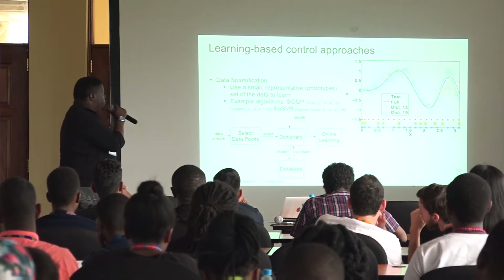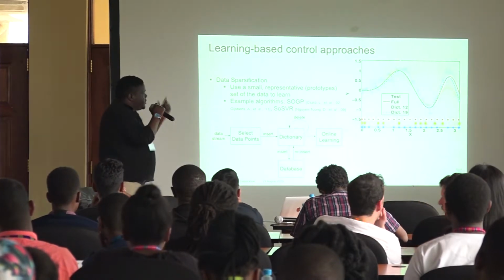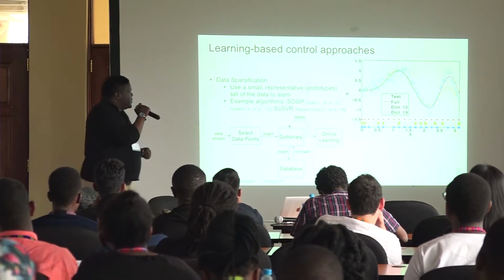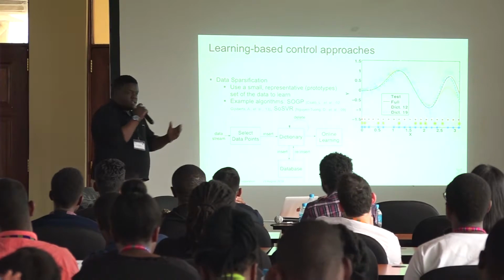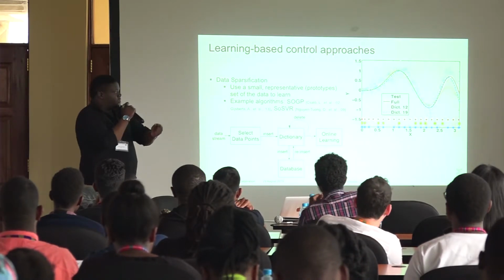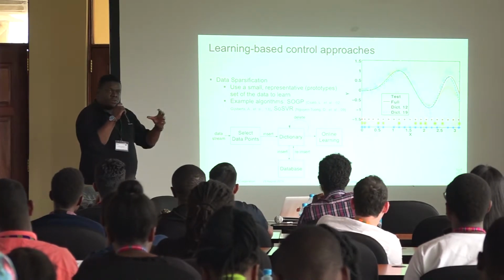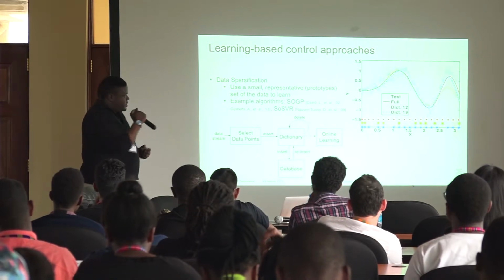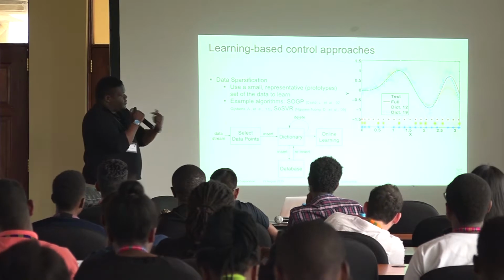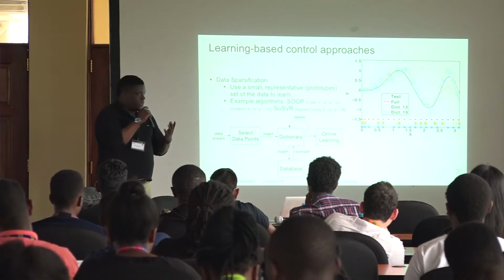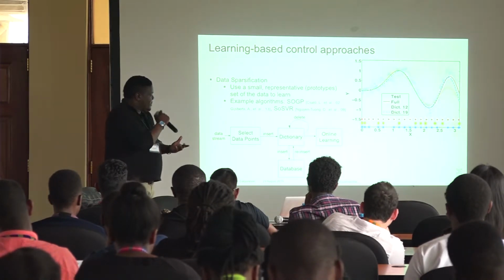So the second approach is based on data sparsification. The main idea is that instead of using all the data generated by the robot, you want to intelligently select a few samples that represent the entire data. That allows you to do quick predictions. And this is mainly applied for kernel techniques such as Gaussian processes.